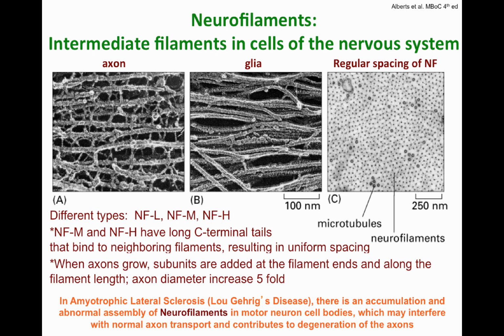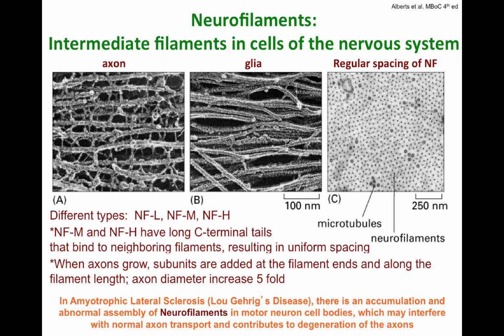In neural cells, what we're going to see are the presence of neurofilaments, and neurofilaments are going to be the intermediate filaments in neural cells that are going to provide them with strength. So we have here three images, one of the axon, one of the glia, and then a cross section across the axon showing the intermediate filaments and the microtubules. So we can see three different types of neurofilaments: neurofilament L, neurofilament M, and neurofilament H. Those are different in their architecture.